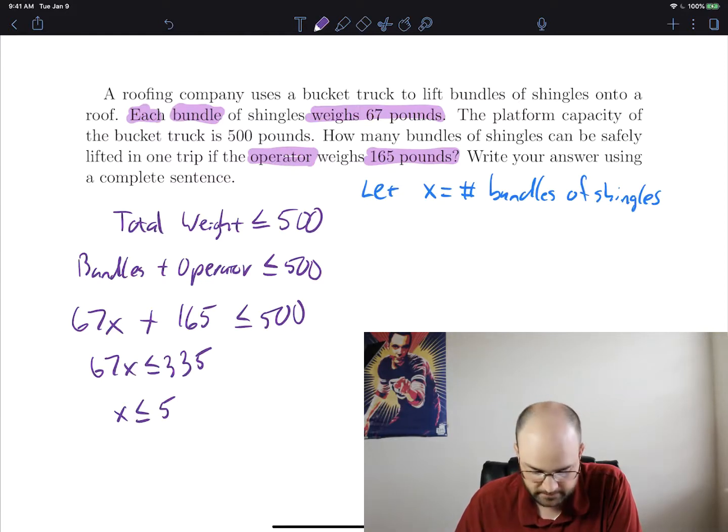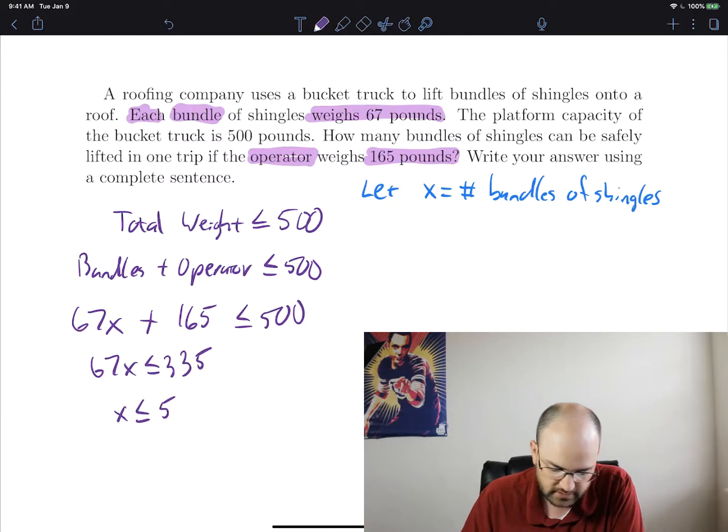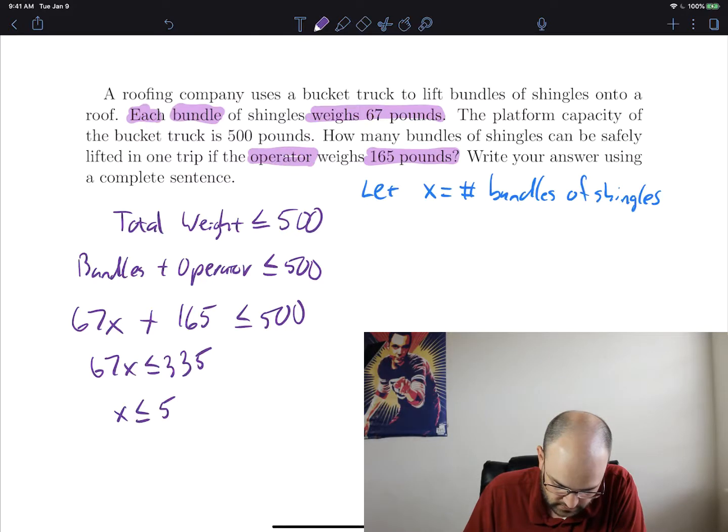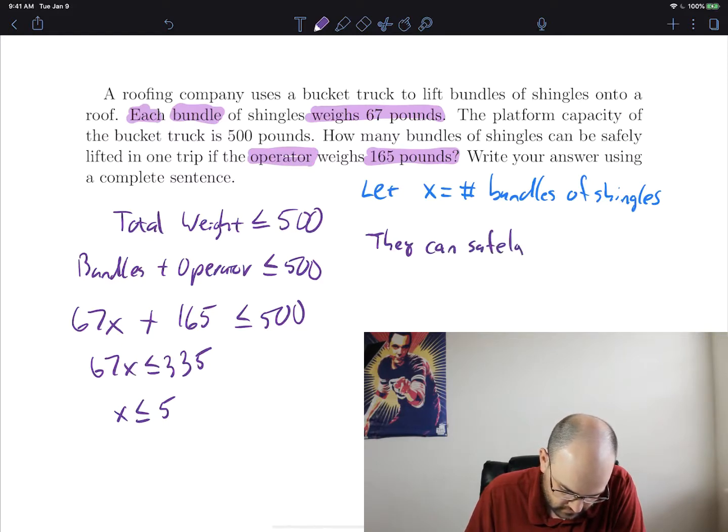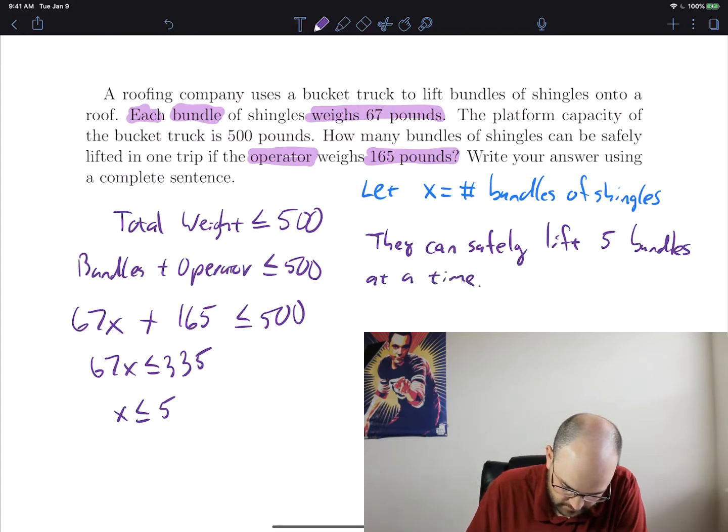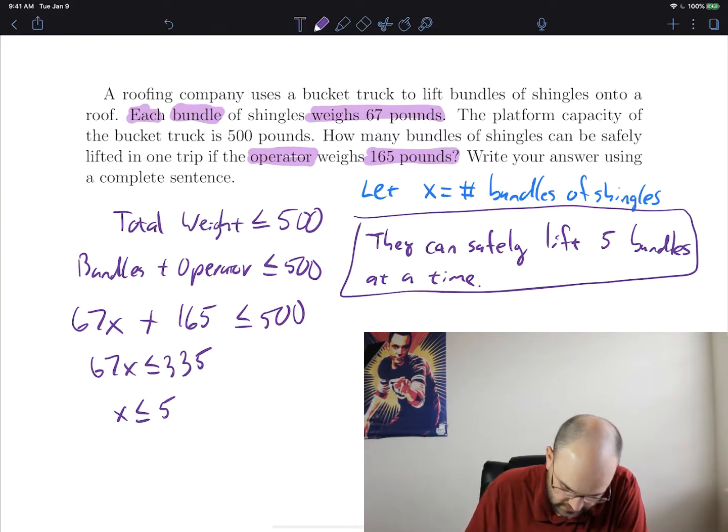Let's read the question again. How many bundles of shingles can be safely lifted in one trip? So x is less than or equal to 5, and what does x represent? The number of bundles of shingles. Have we answered the question? Yeah, we have. So they can safely lift 5 bundles at a time. And there's our answer.